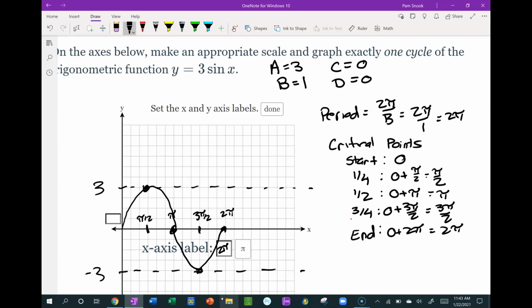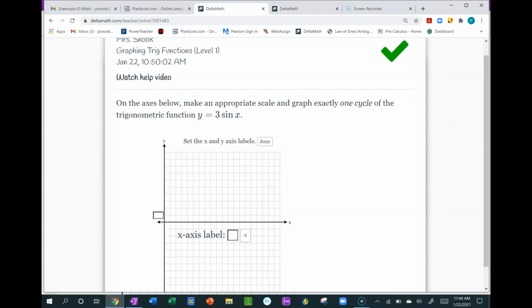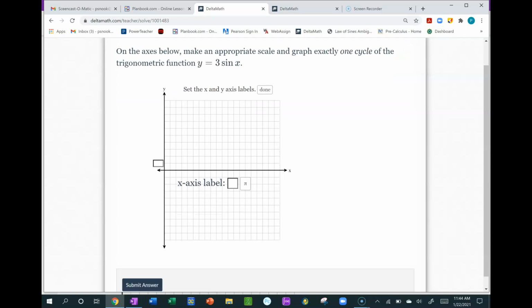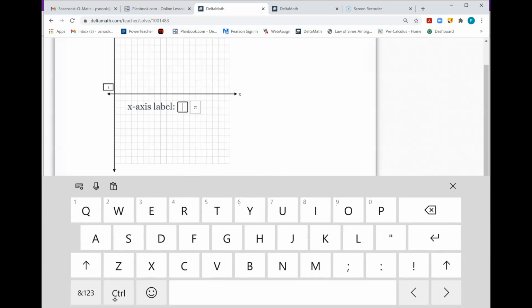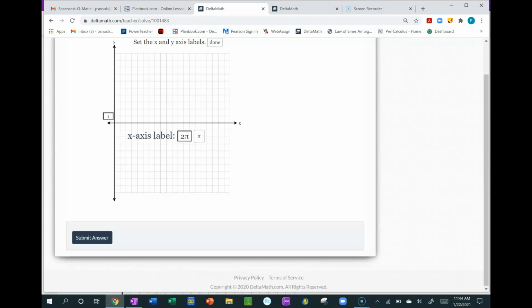Now the neat thing about Delta Math is it's going to do the graph for you. You just have to tell it the scale. When I go to Delta Math, I'm just going to put 1 in the scale for the y-axis. I'm going to put 2 pi in the scale for the x-axis. So now I'm going to switch over to Delta Math, and I'm going to show you how to enter this. So I'm going to put 1 for that one. And our period was 2. And I'm going to click on that pi to get 2 pi. And then I just say done.